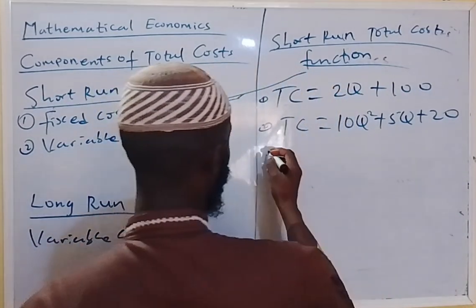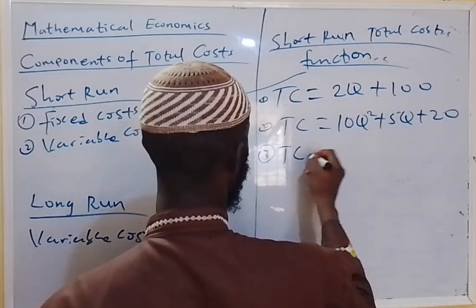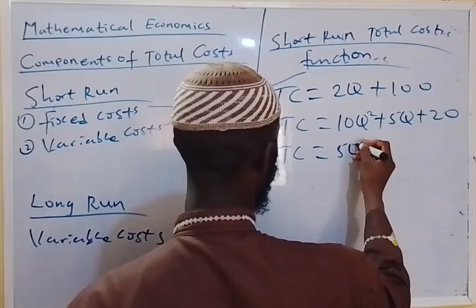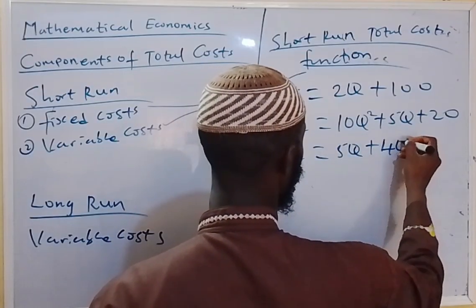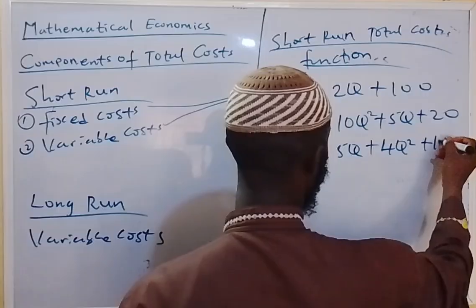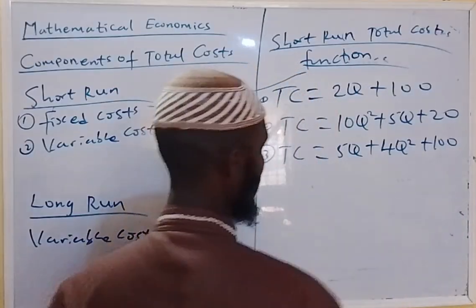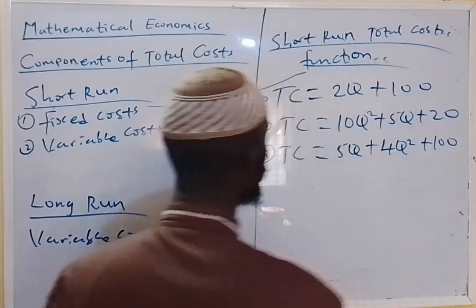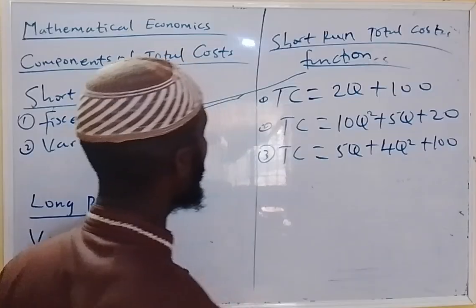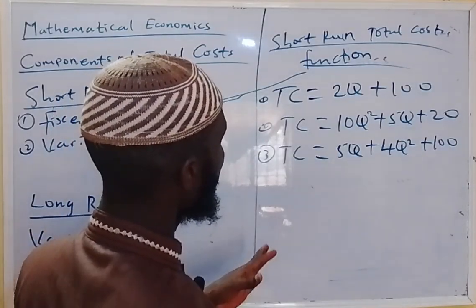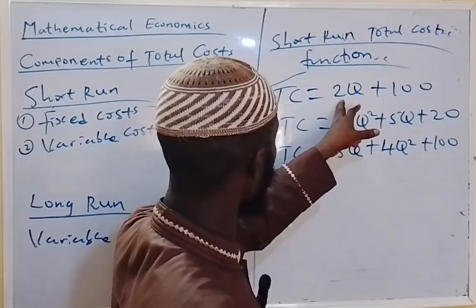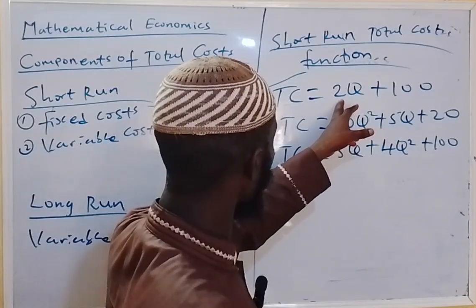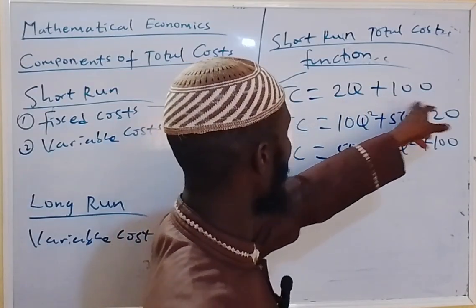Let me take another one. TC equals, let's say, 5Q plus 4Q squared plus 100. Or plus anything, it can be plus anything. You can see that in this function, you have part of the function that actually depends on Q, and you have a part that does not have Q.